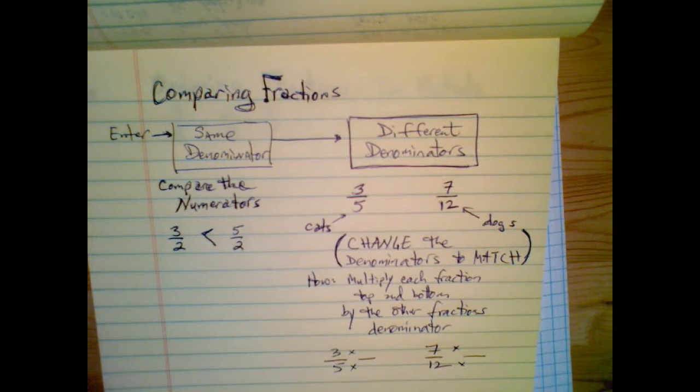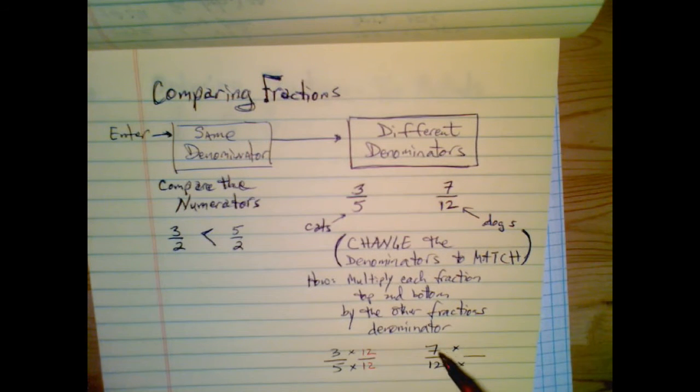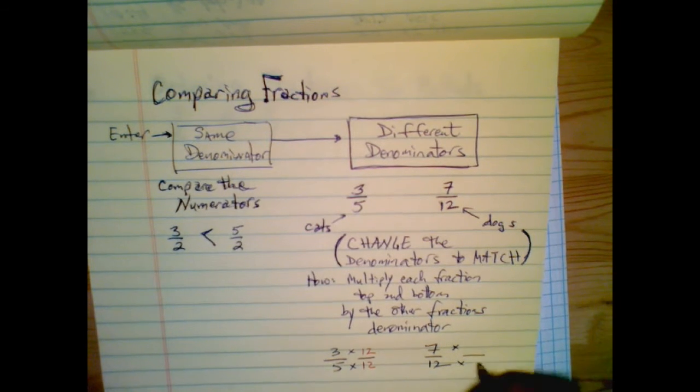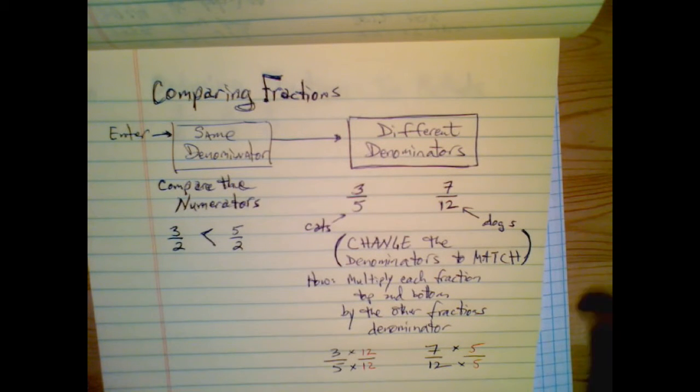So here we are. The other fraction's denominator is 12, so I'm going to multiply top and bottom by 12. Here, I'm going to multiply the fraction, top and bottom, by the other fraction's denominator, in this case 5. And when I do this, the denominators, 5 times 12 is 60. 12 times 5 is 60.